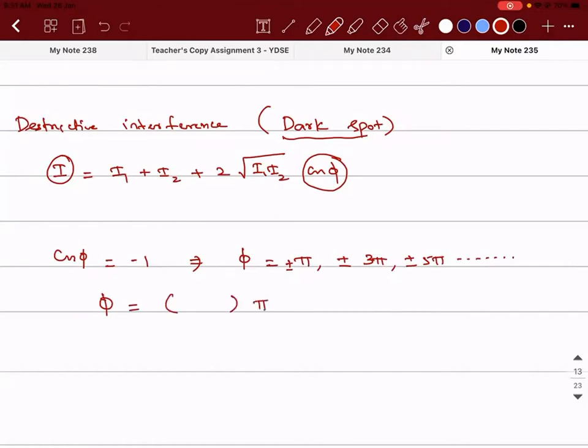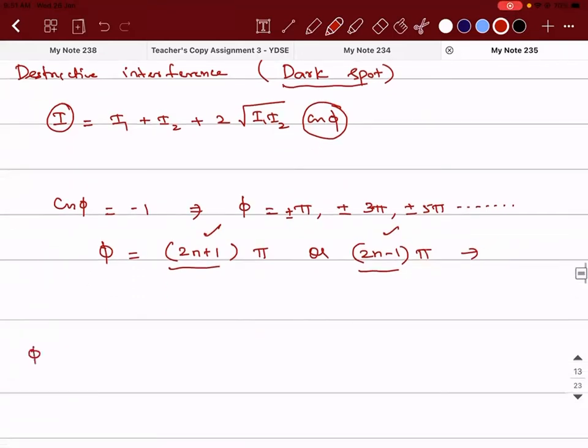So when I say odd multiple of pi, it can either be 2n plus 1 times pi or 2n minus 1 times pi. There is a reason I'm telling this, because some books use this, some books use that. But I'll tell you the technique of which one to use at which point when we solve problems. So as of now, you can write both. So it is 2n plus 1 pi or 2n minus 1 into pi. Both represent odd multiples of pi. And this is the condition for destructive interference in terms of phase difference.